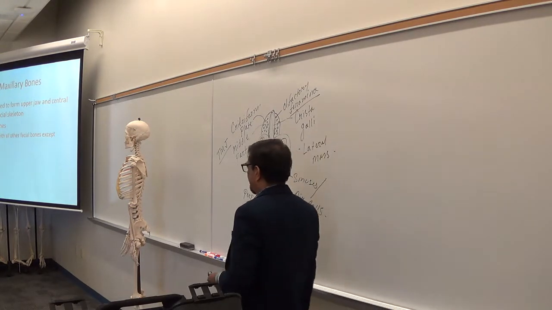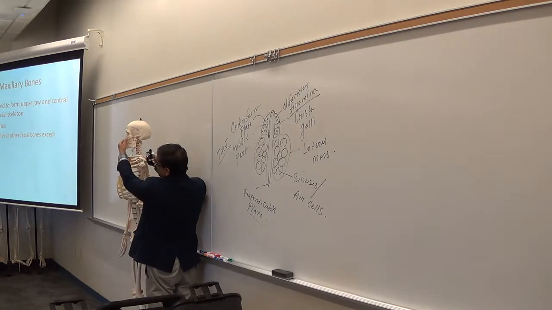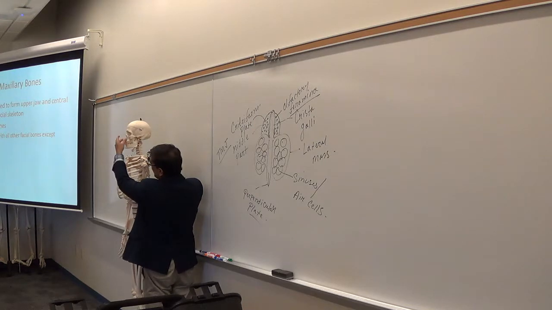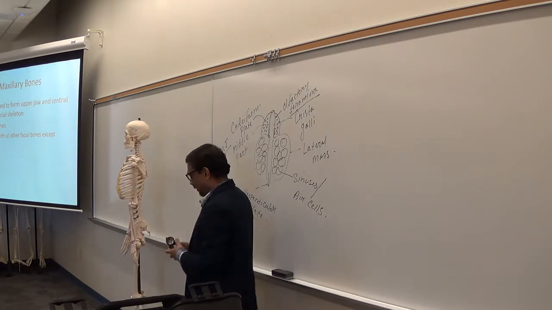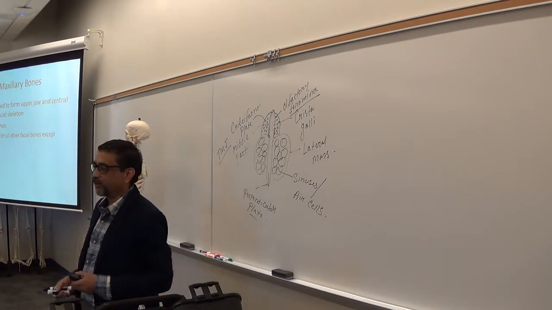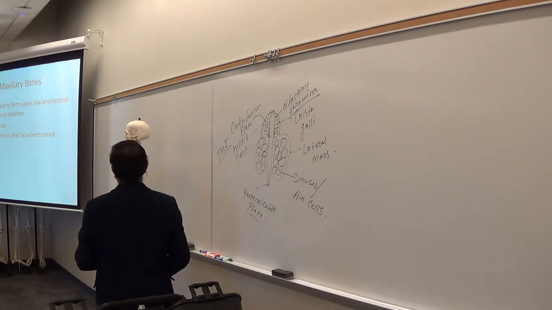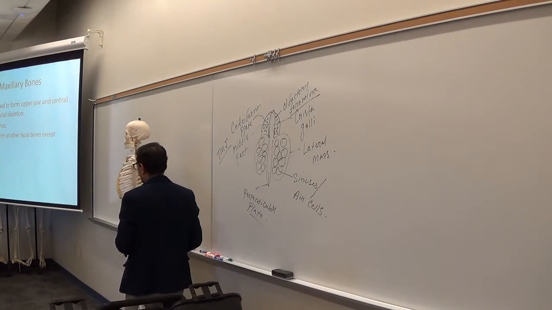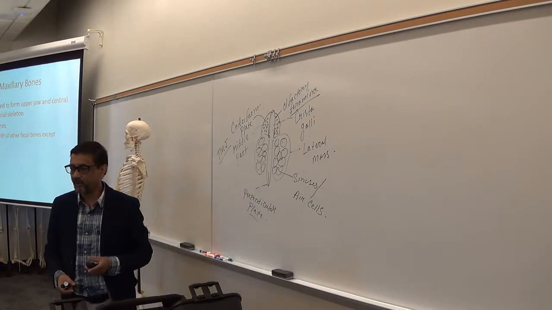Maxillary bones. Two maxillary bones here. I mentioned before, a few times, they join to form the maxilla. So the maxilla is one, but formed by two maxillary bones. They fuse here. And the maxillary bones or maxilla are called the keystone bones.